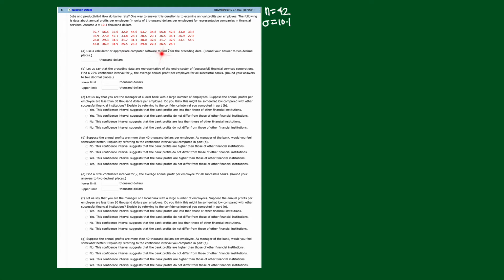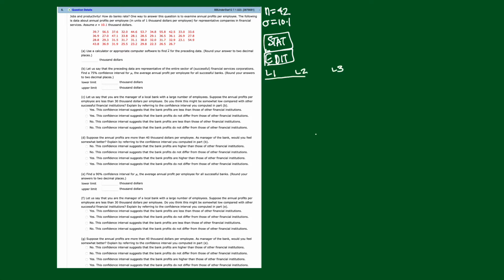Okay, so here's what we're going to do. We're going to put this data, all 42 numbers, into our calculator. Here's how you do it. Press the stat key, and the first thing that comes up is edit. That's where you want to be. Go ahead and press enter or select number 1. When you do that, you get lists L1, L2, L3.